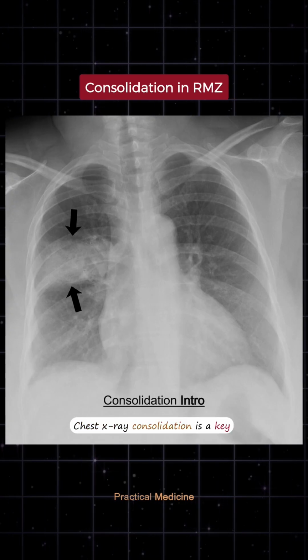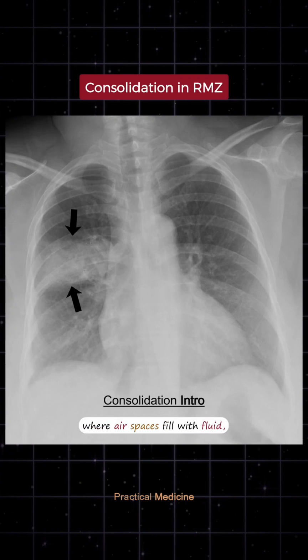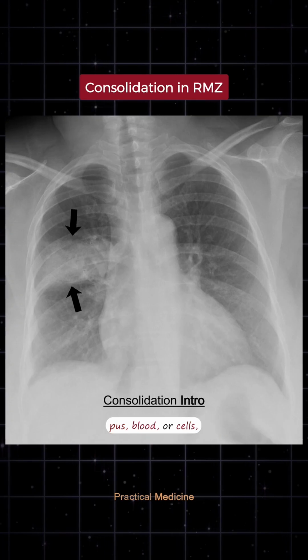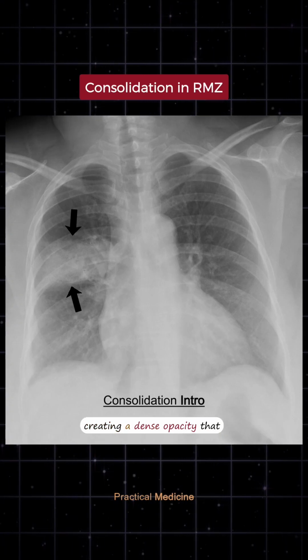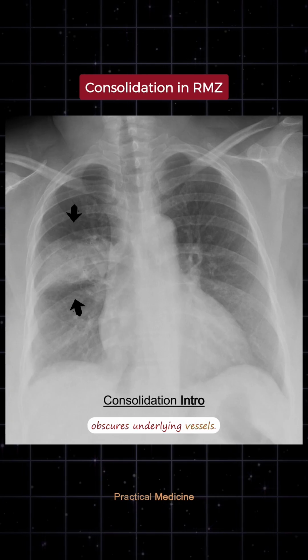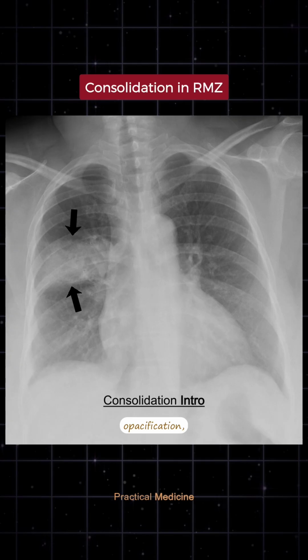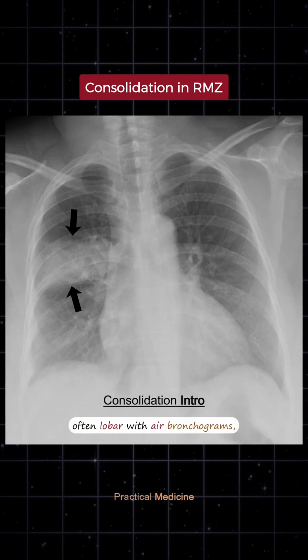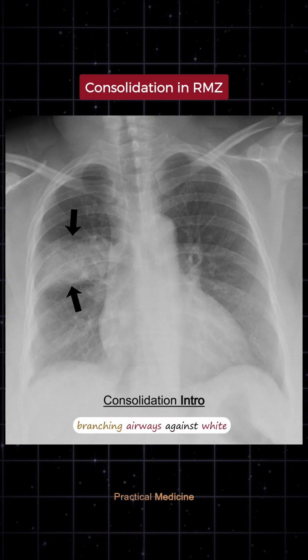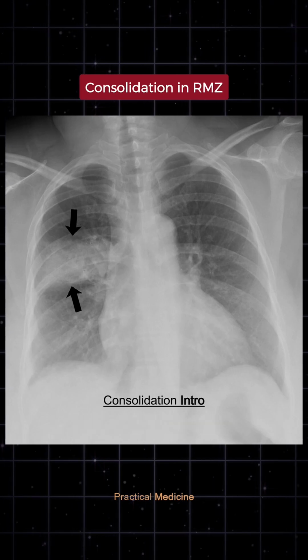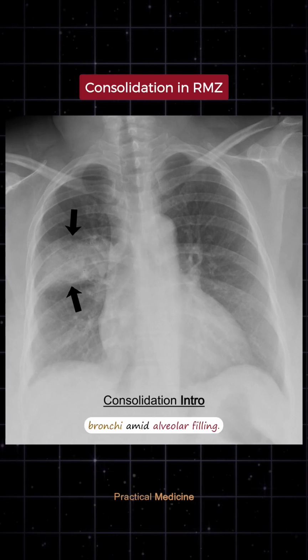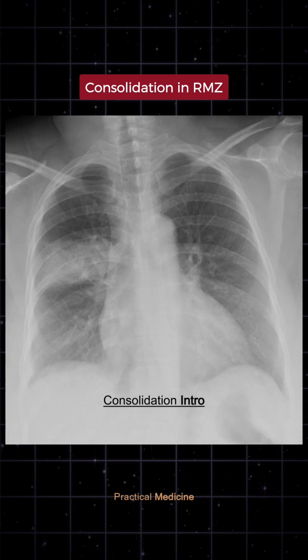Chest X-ray consolidation is a key finding where air spaces fill with fluid, pus, blood, or cells, creating a dense opacity that obscures underlying vessels. Recognize it as homogeneous opacification, often lobar with air bronchograms, which are nothing but dark branching airways against white lung, and it is a classic sign of patent bronchi amid alveolar filling.